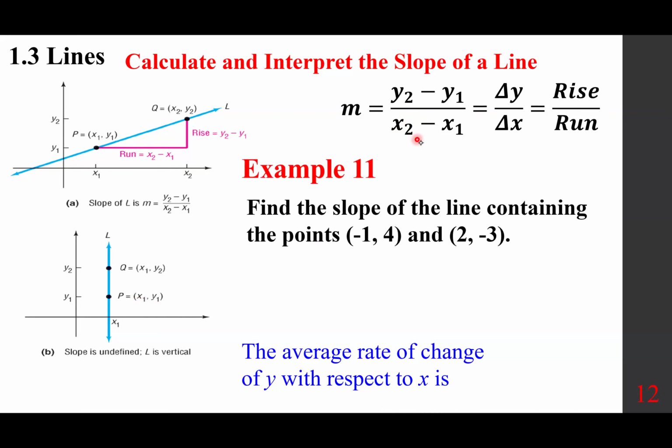If you want to find the slope of the line containing the following points, we just follow the equation here: y sub 2 minus y sub 1, that is -3 minus 4, over x sub 2 minus x sub 1, that is 2 minus negative 1, which makes it 2 plus 1. The top is negative 7, the bottom is 3, and it's -7/3 as the final answer. Okay, everyone, does that make sense?